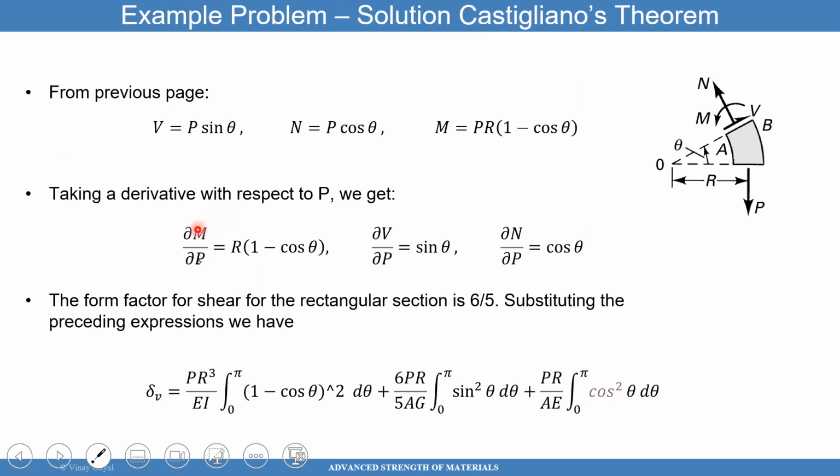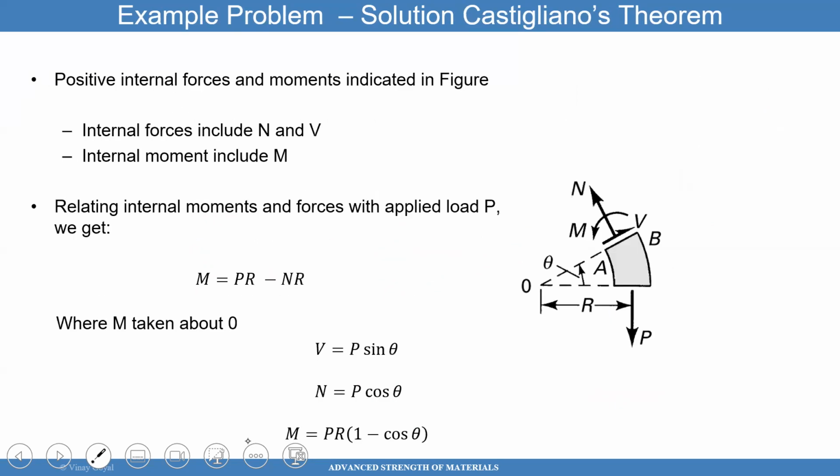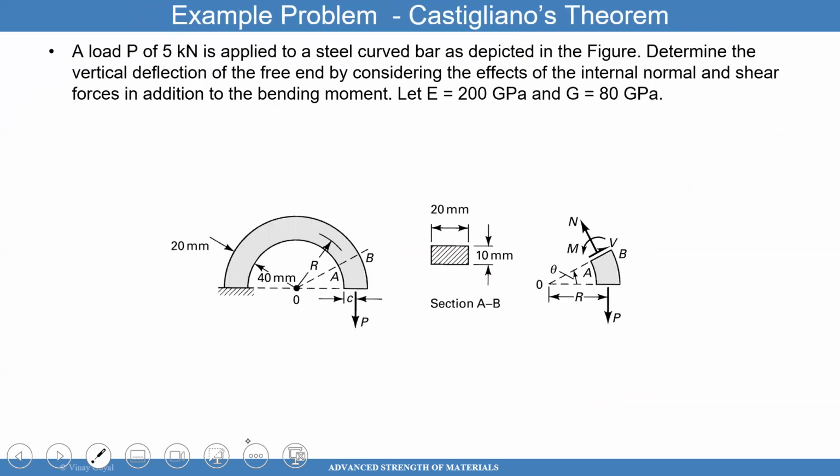Therefore, I have to take the derivative of the moment with respect to P, the derivative of V with respect to P, the derivative of N with respect to P. And so you can actually ignore the shear term if you want. You can keep this one here. But when you do the integral, now your integral goes from 0 to pi, all the way to the left, because I'm starting on this end.